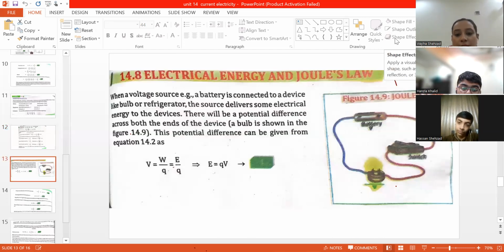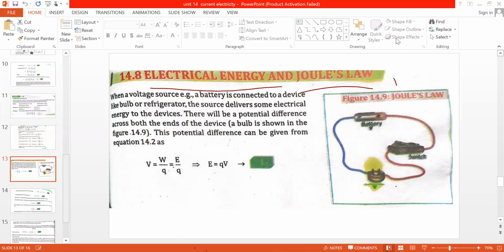Now the next topic is electrical energy and Joule's law. To understand this, first of all, see the circuit.